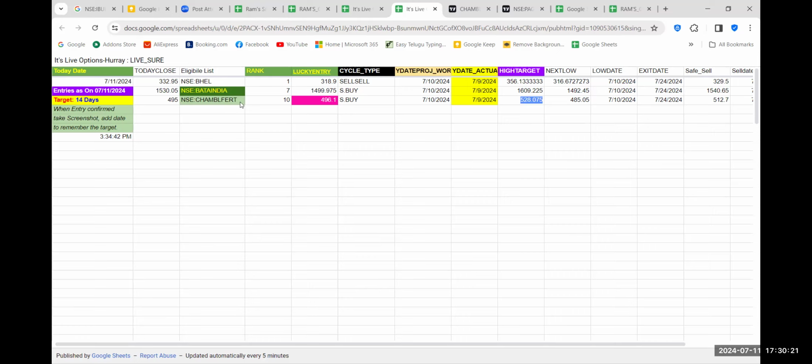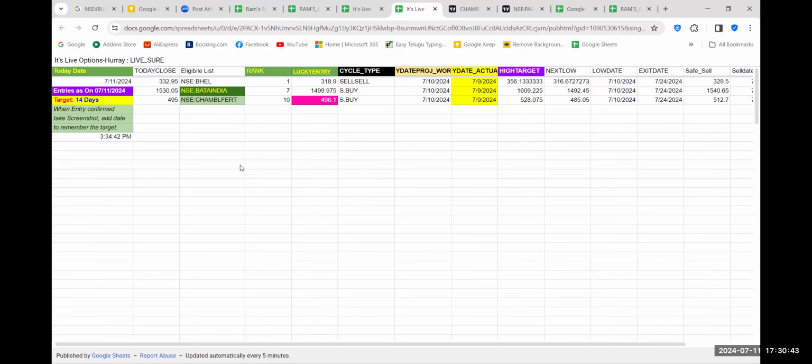Whenever that becomes dark green, it is coming very near to the buy zone prices. So if it shows the pink color within this lucky entry, that means this is the perfect price to buy.